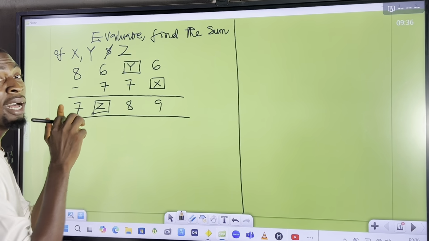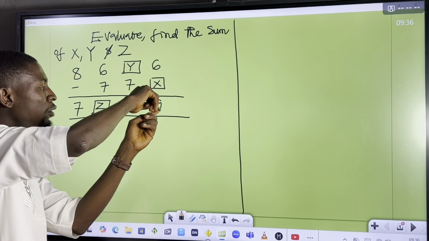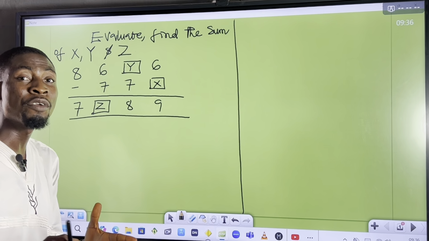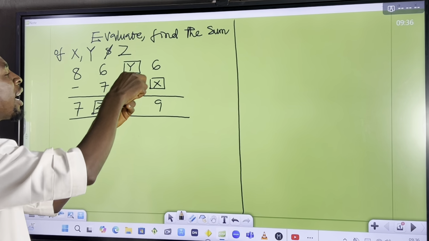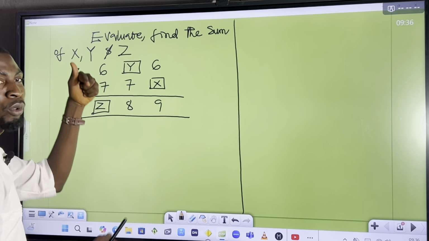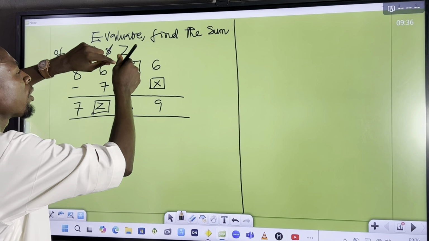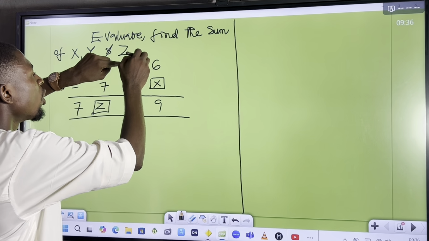Recall, there is no number that you remove. You cannot remove a bigger number from a smaller number to give you a positive number. So it means there is no number we can remove from 6 to get 9. Therefore, we have to borrow. We have to borrow from this number. We don't know whatever the number this thing is, but whatever y will be, we borrowed 1.